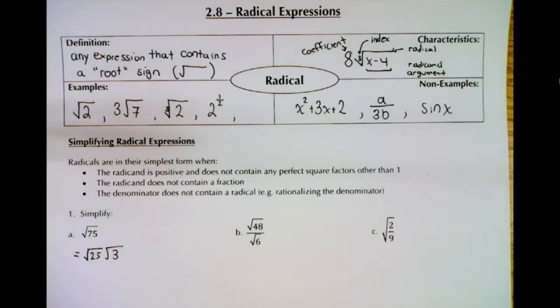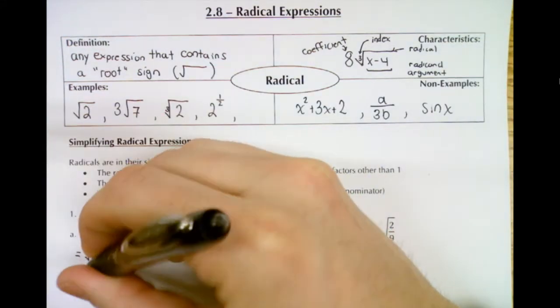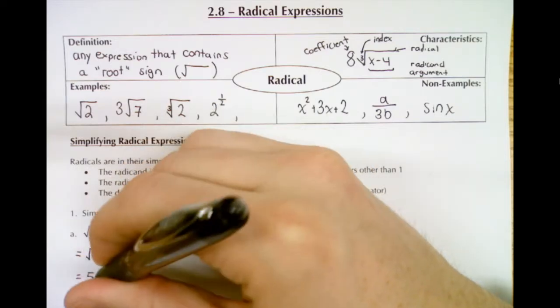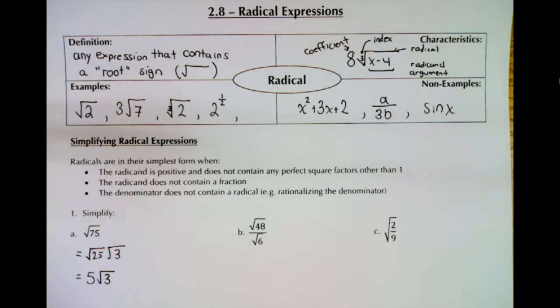Now, why might you do this? Well, the reason you might do it is because you can actually square root 25. If you square root 25, you get 5. And you can't square root 3, so you keep it as a root. And what this simplifies to is 5 times the square root of 3.